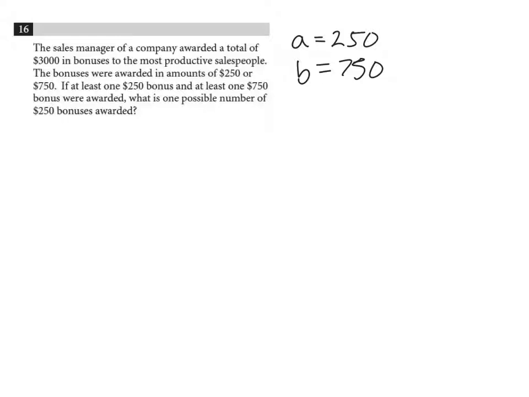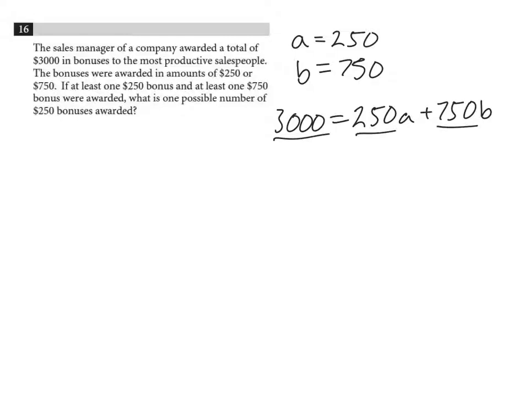Okay, now right off the bat, I know that the total of the bonuses is equal to $3,000. Well, the total of bonuses is going to be the sum of the A bonuses and the B bonuses. The sum of the A bonuses is going to be 250 times the number of A bonuses, and the sum of the B bonuses is going to be 750 times the number of B bonuses. Well, I think it might help just to simplify this equation. I recognize that each of these terms is divisible by 250.